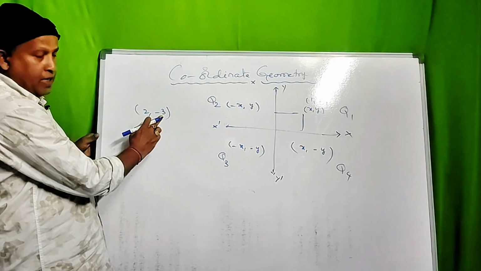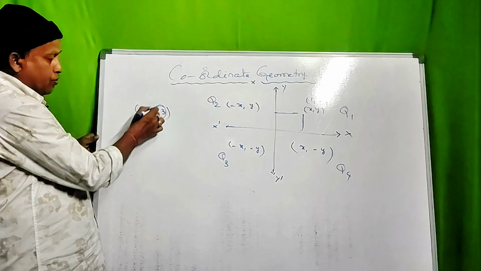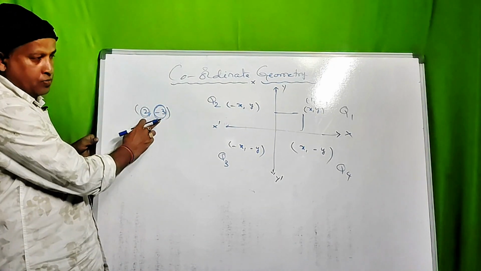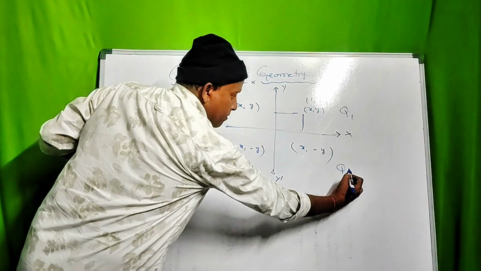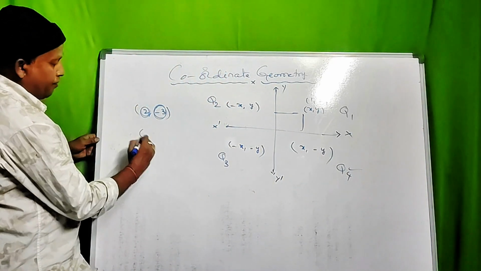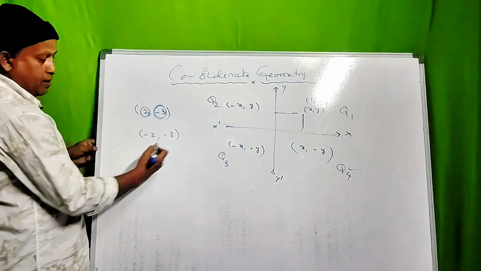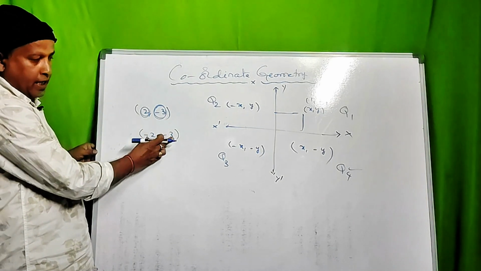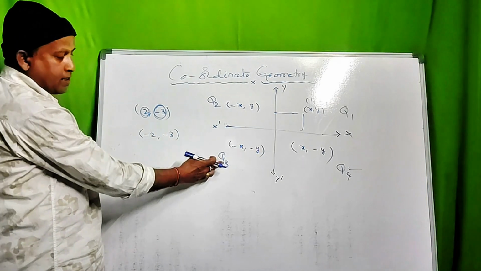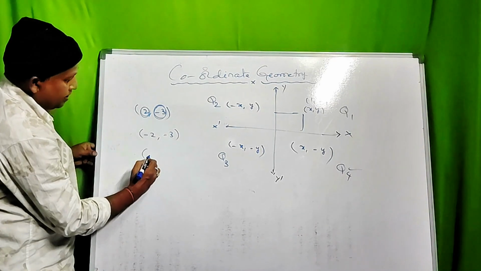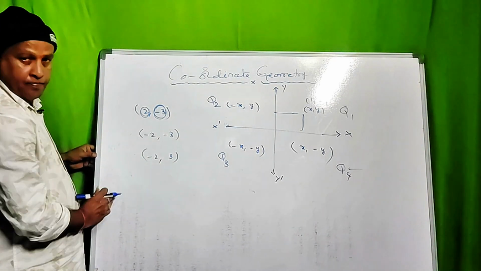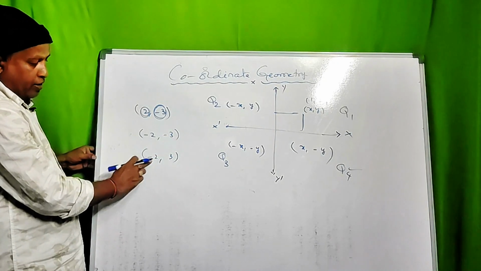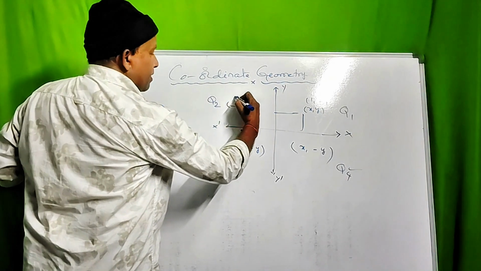So what does (2, minus 3) mean? X is positive and y is negative, so it lies in the fourth quadrant. Similarly, for minus 2, minus 3, the x value is negative and y is also negative. Since both are negative, it lies in the third quadrant. Similarly, for minus 2, 3, x is negative and y is positive, so it lies in the second quadrant.